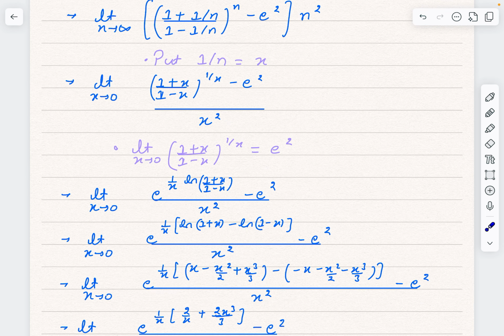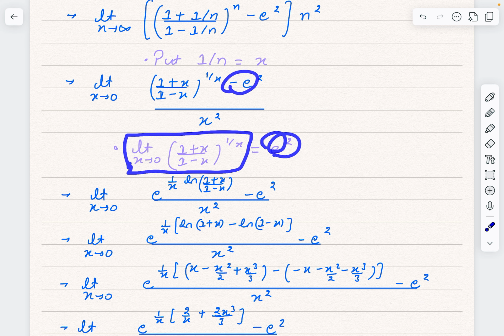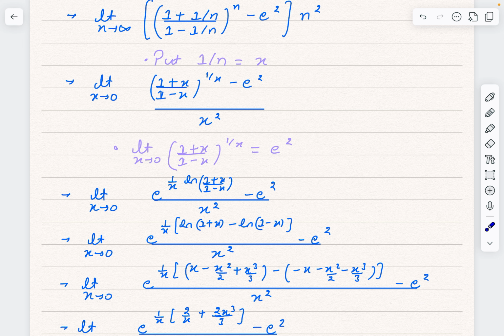Now, if you solve this thing separately, it will be a 1 power infinity form, and if you solve, you get e square. And it will be e square minus e square, so 0 by 0 form again we are getting.